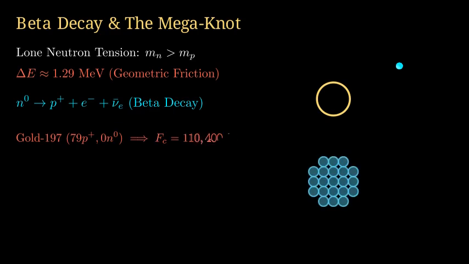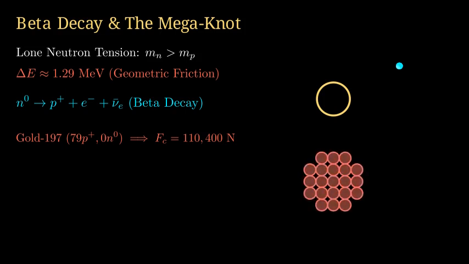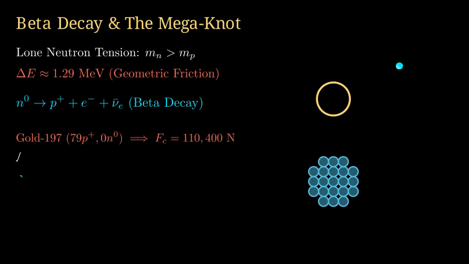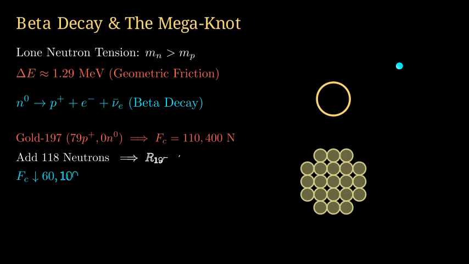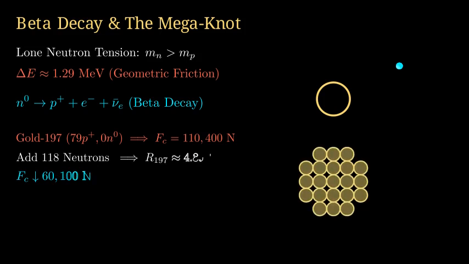But inside a mega knot like gold 197, the mechanics flip entirely. Packing 79 protons together without neutrons generates a catastrophic 110,400 Newton Coulomb explosion. The core would instantly shatter. Adding 118 neutrons expands the nuclear volume to 4.89 femtometers. This physically spaces out the protons, diluting the electrostatic pressure down to 60,100 newtons.